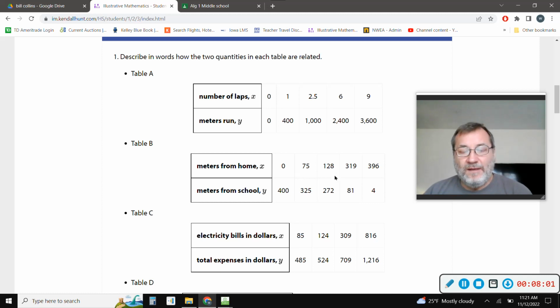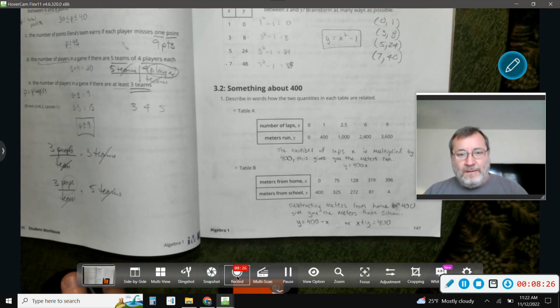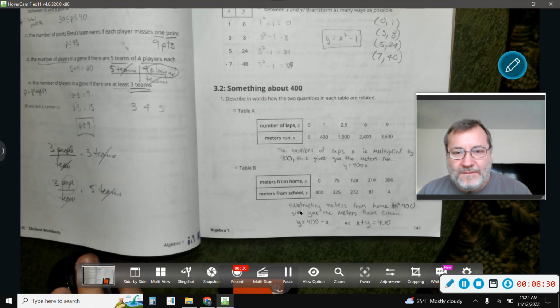Well, let's see. You put in 128, you have a 272 for an output. 319, and this goes down to 81. 396 to 4, and so you might look at these things. It's weird when you add these two numbers, the x and the y together, I start to get 400. So in the answer key, this is subtracting meters from the home for 400 gives you the same meters as from the school.